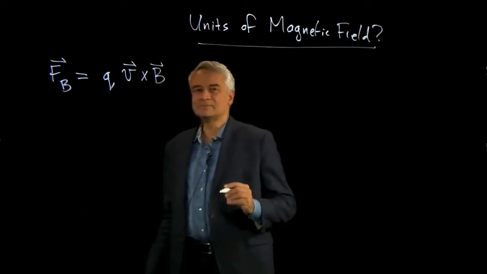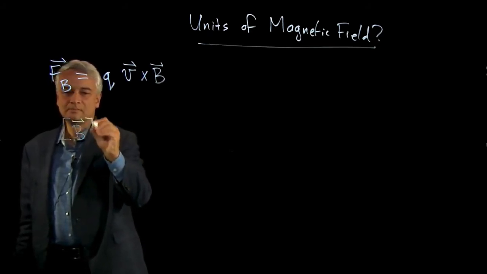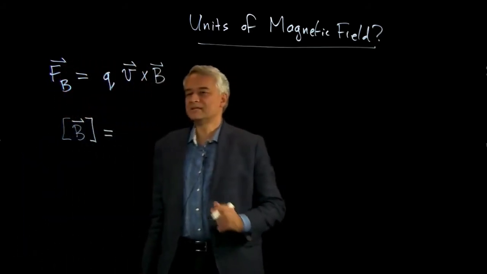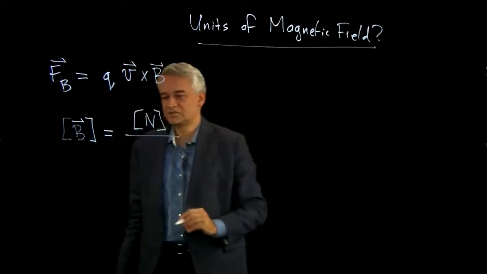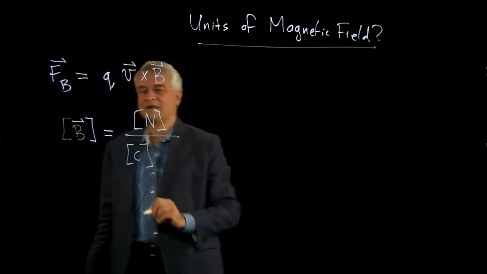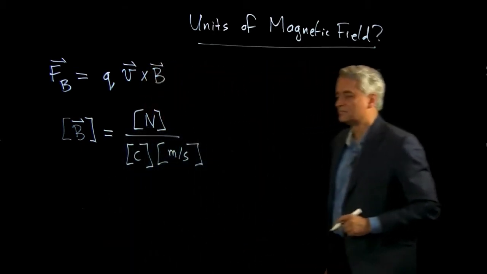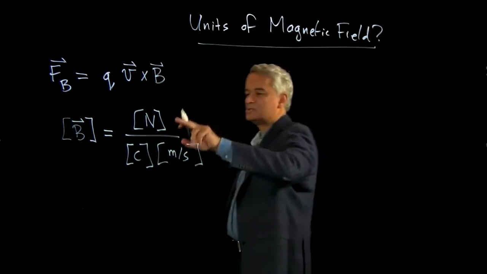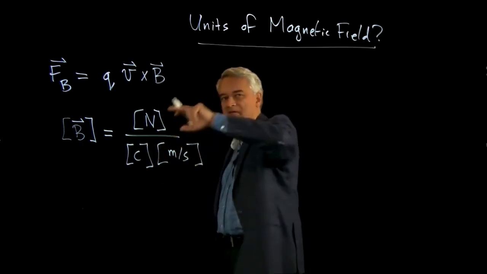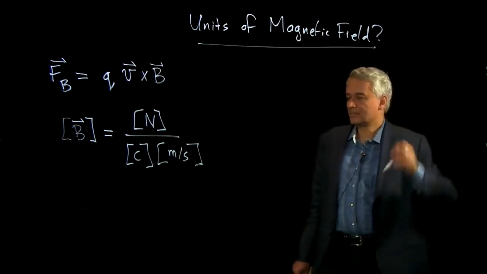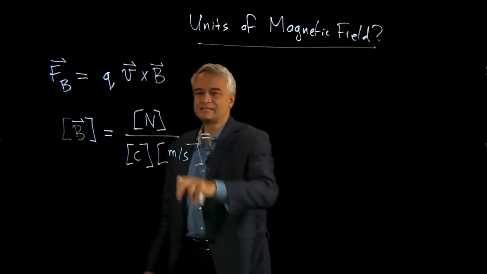And so that tells me that the units of B must be the units of force, which is the newton, divided by the units of charge, which is the coulomb, divided by the units of velocity, which is the meter per second. So there's my answer. The units of magnetic field are newtons per coulomb meter, and then the seconds: newtons times seconds per coulomb times meters. We're going to give a name to this in a second, but before I do, notice that a coulomb per second, that's an ampere.